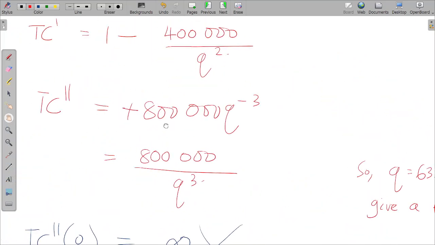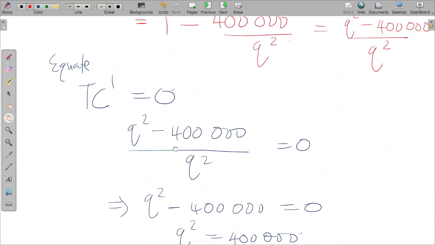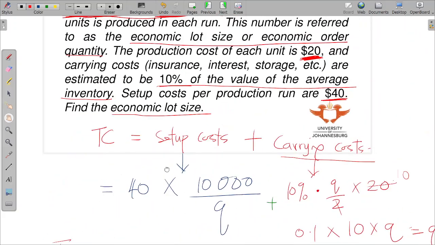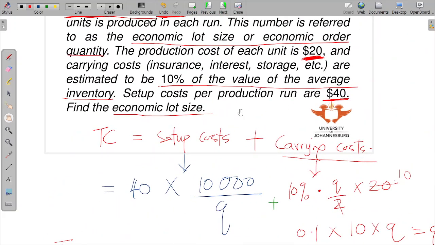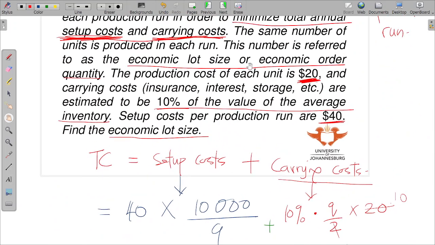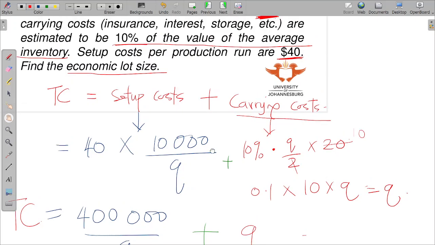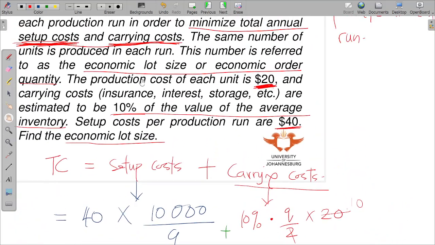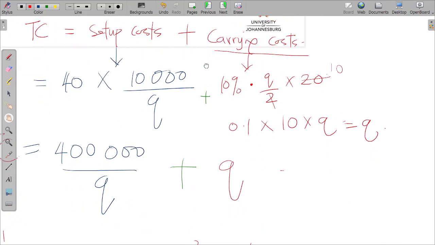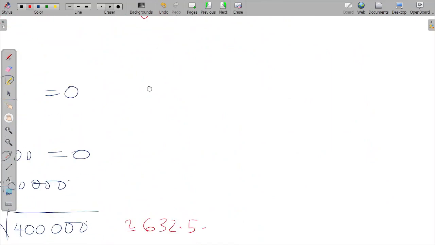Alright. Let's go and see what other things we missed in the question. Okay, setup cost per run and find the economic lot size. Okay, the economic lot size is the same number of units. So economic lot size is just this divided by Q. The same number of units is produced in each run. This number, yeah, so that is the economic lot size. So that's what they want us to find.